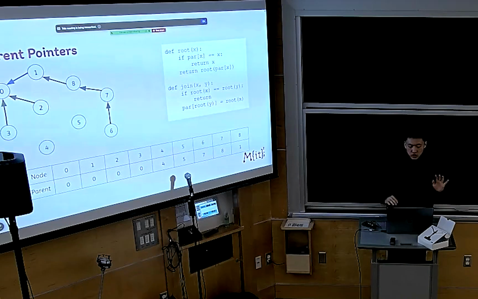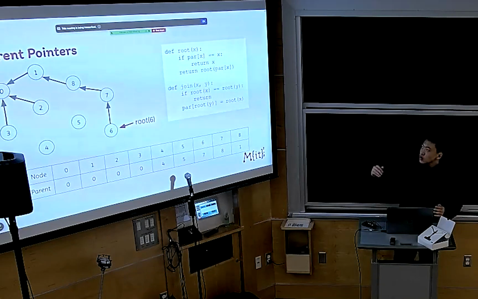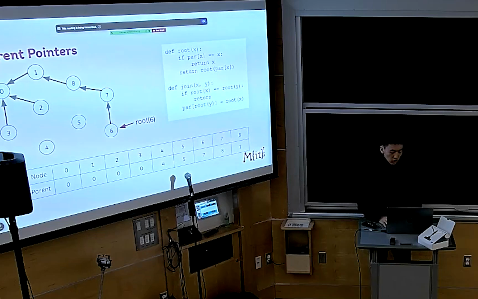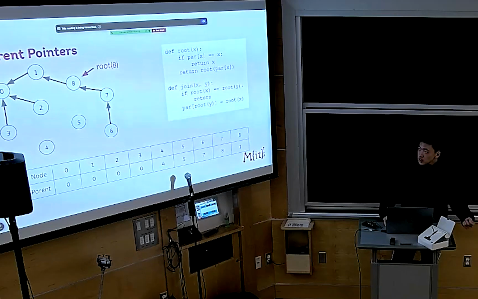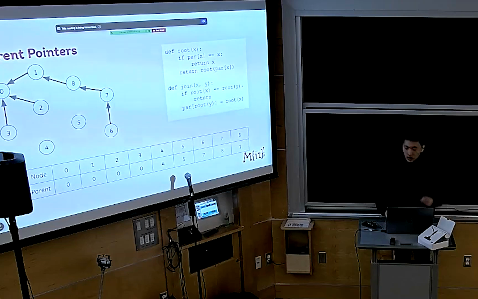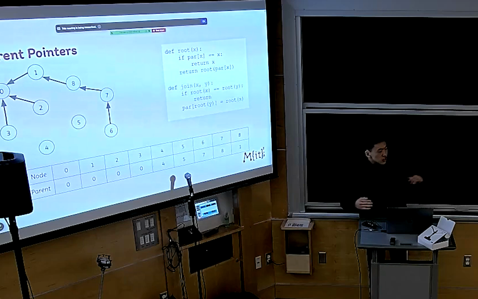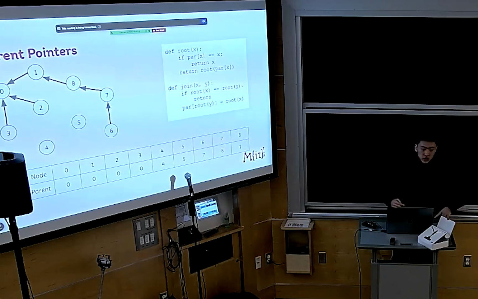And so if we wanted to find, okay, what is the root of node 6? Well, we go to the parent and find the root of that. So we find the root of node 7. And then to find the root of node 7, we go to its parent and find its root. So we find the root of 8. And then we find the root of 1. And then we figure out that our answer is 0. And so that means that the root of node 6 is 0. Essentially what we've done is we've traversed along this chain and arrived at the conclusion that node 0 is our root.